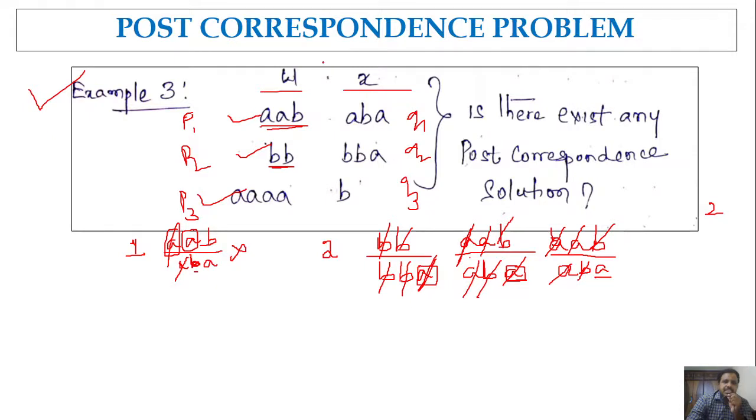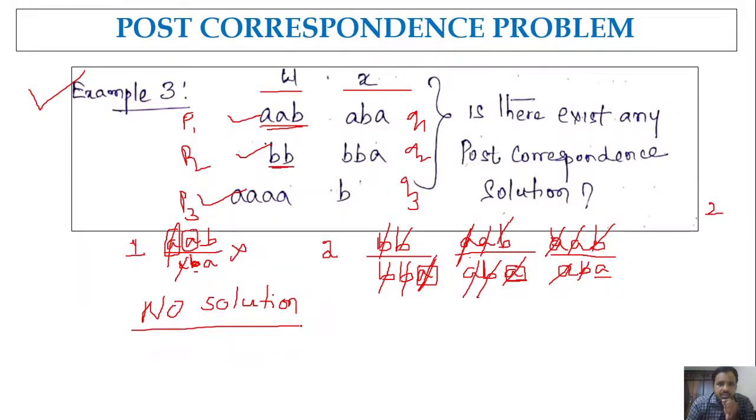So this PCP is not going to have a solution. No solution for this PCP. Right. So I think you got an idea what this Post Correspondence Problem is. You will get strings of the same length, and they must be equal. Obviously, when the two strings are equal, they are definitely of the same length.